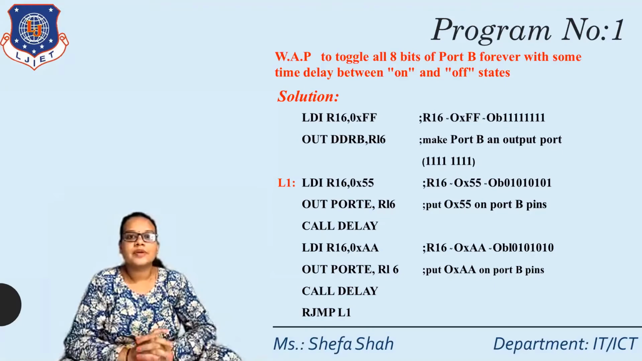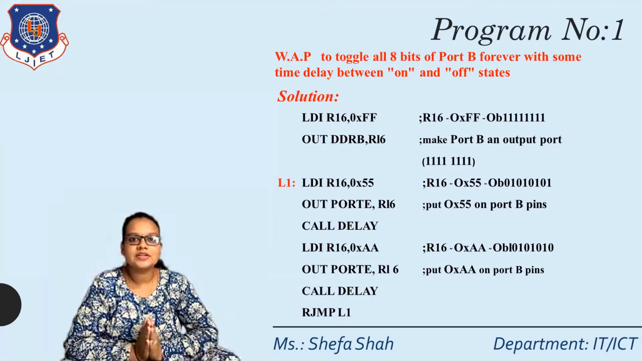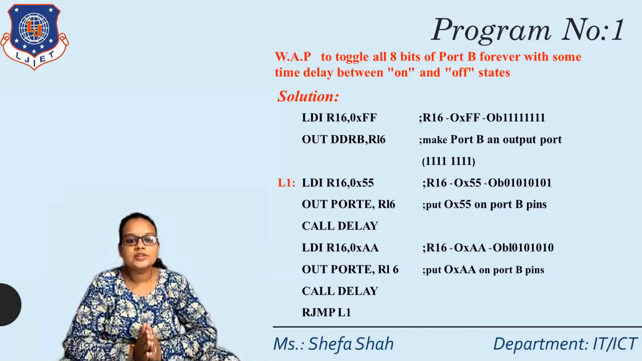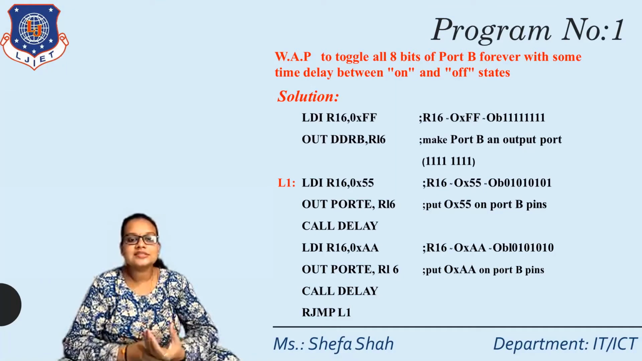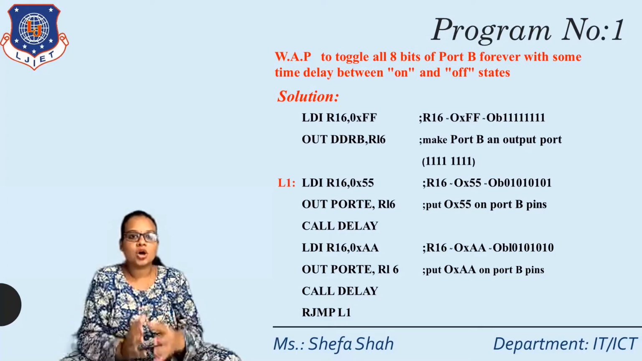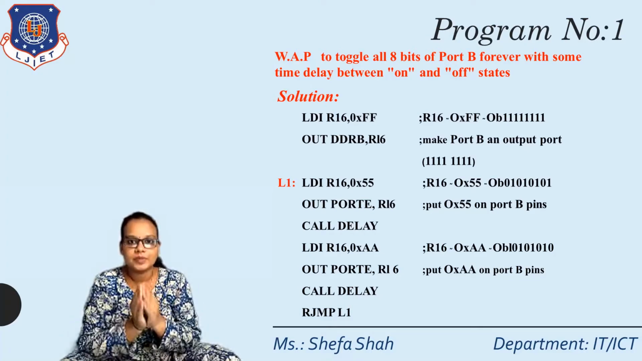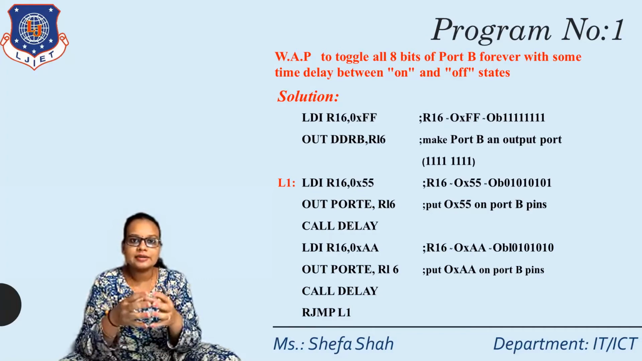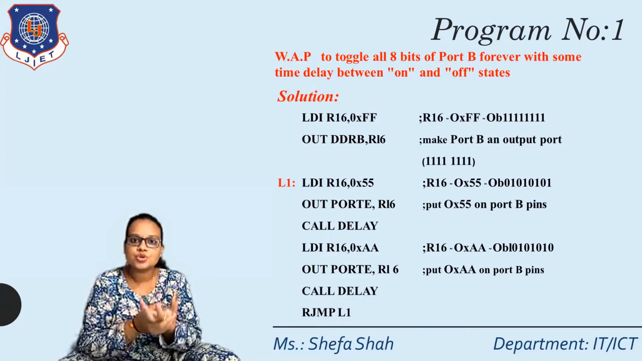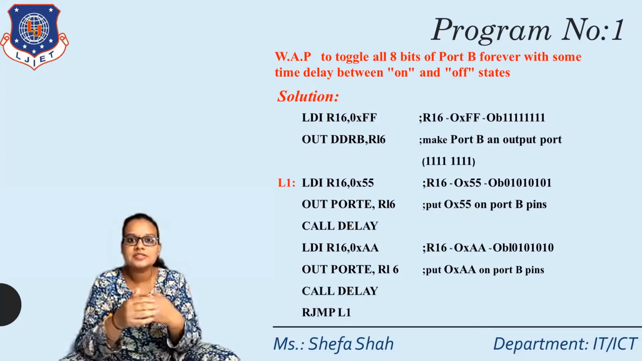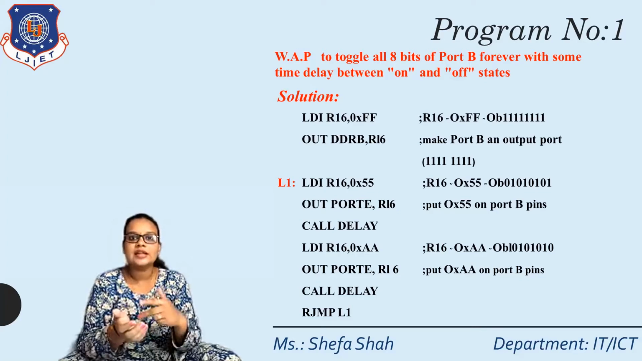Now, the first program has the statement: write a program to toggle all 8 bits of port B forever with a time delay between on and off states. So what does this statement tell us? That we need to toggle all the 8 bits of port B. Let's say port B has some data and we need to toggle that data. Toggle means nothing but the complement. If it is 1, then it should be 0.